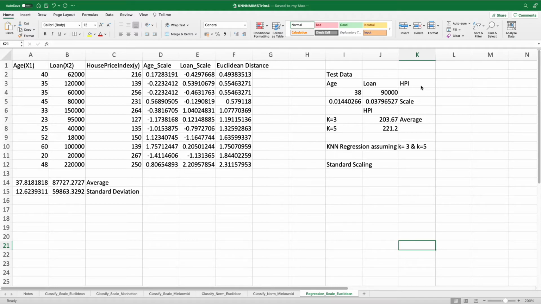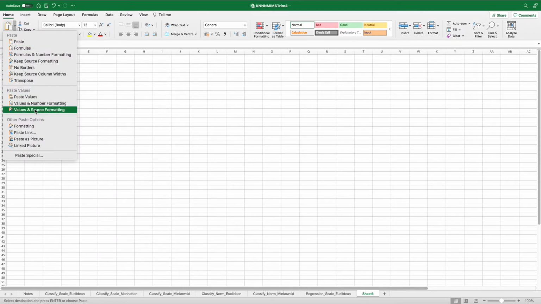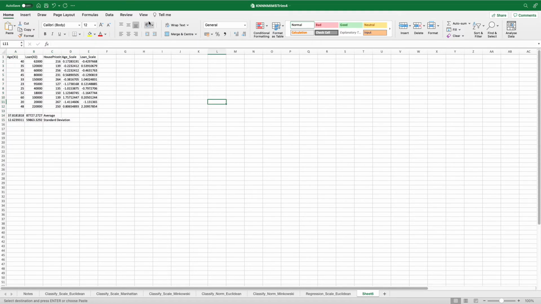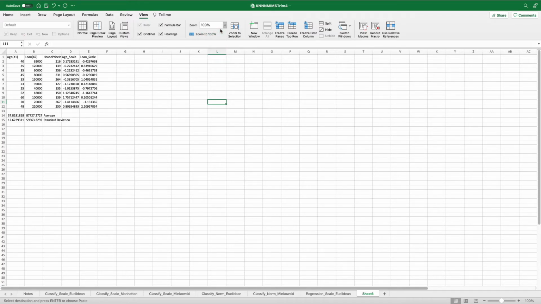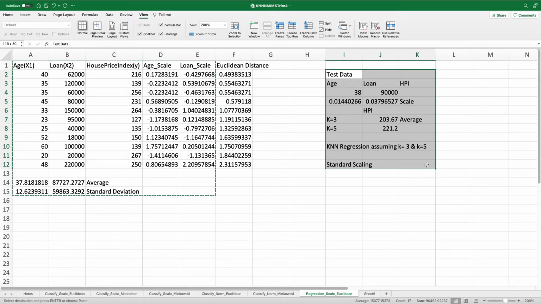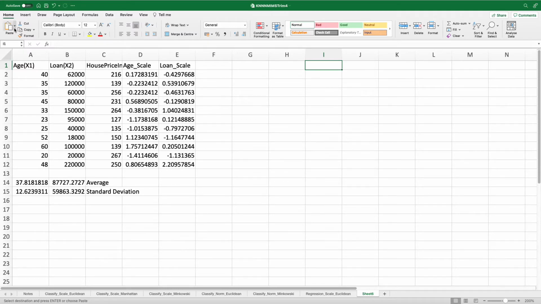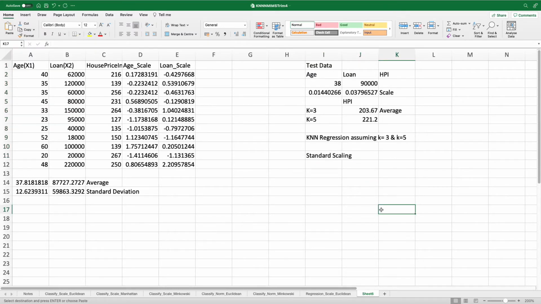Now for the same calculation, we can do Minkowski. So open a new sheet, copy the data till scaling, Control C, and paste special values and number formatting. And also copy paste the test data, Control C. Here you can paste it as home, paste special values and number formatting.